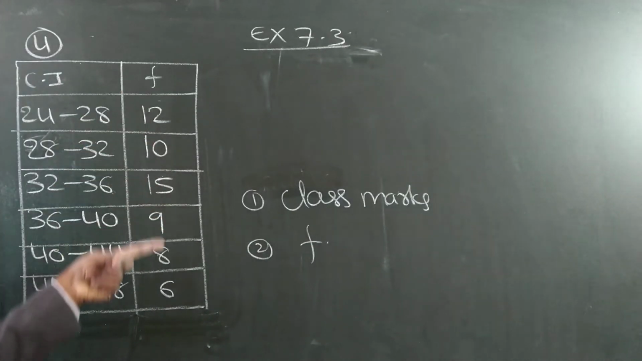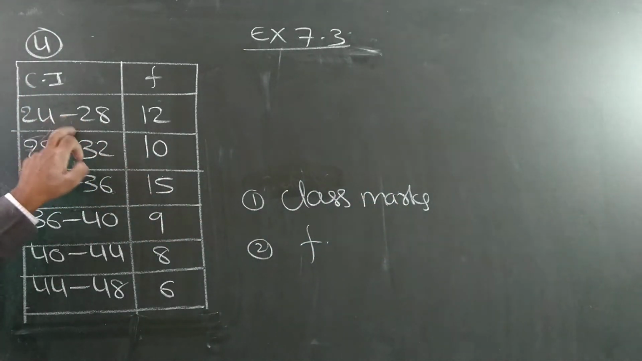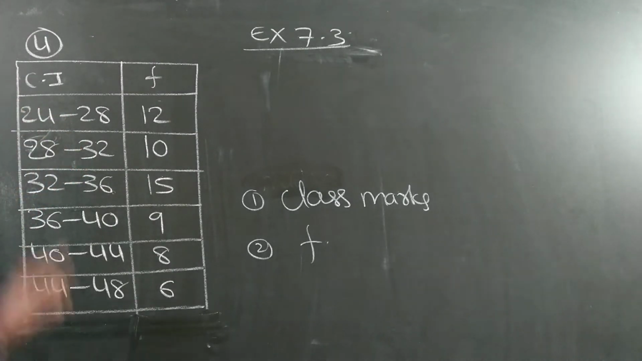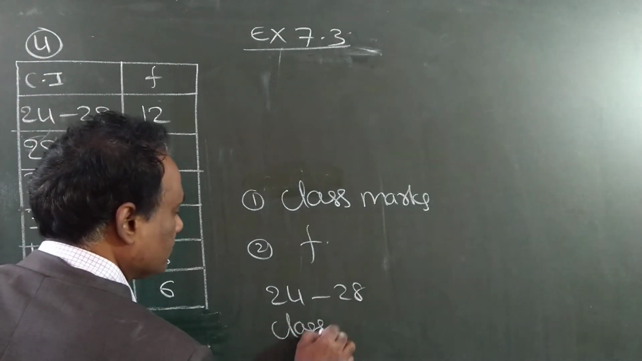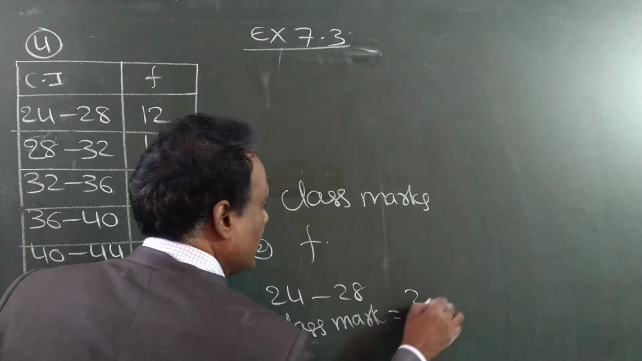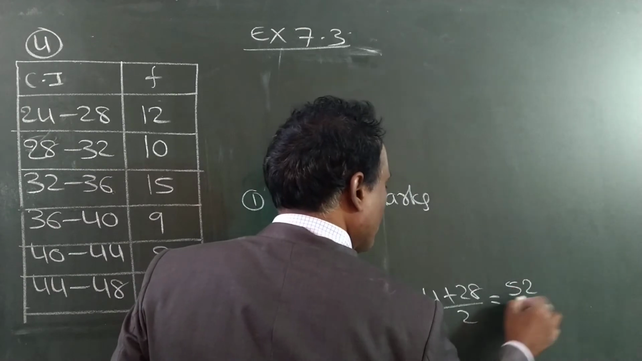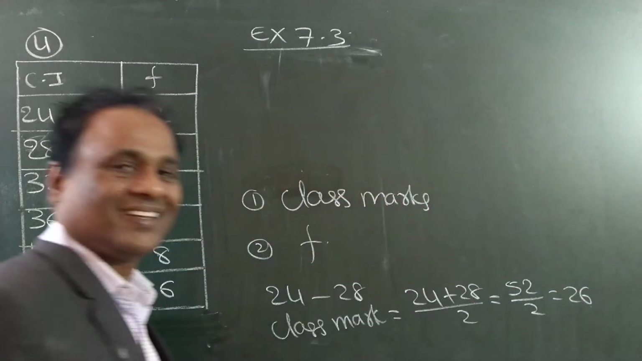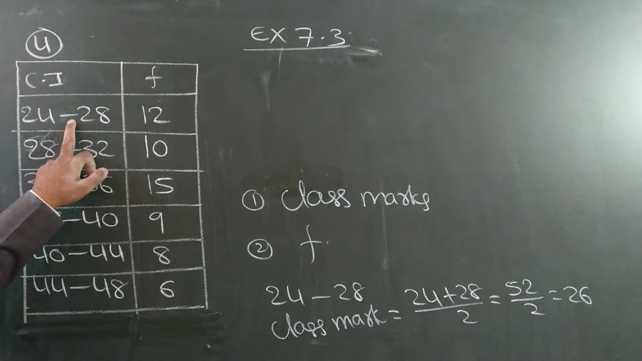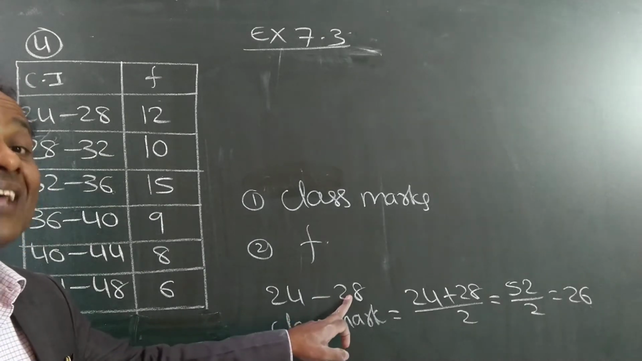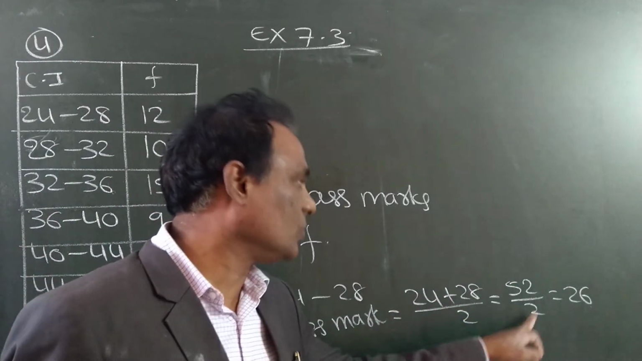Frequency is there. Mid values, class marks are not given. Interval is given. You find the mid value. Students, what is the mid value of 24 to 28? 24 plus 28 by 2, 52 by 2, 26. Mid value is 26.